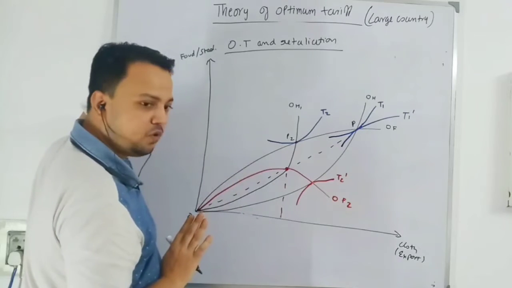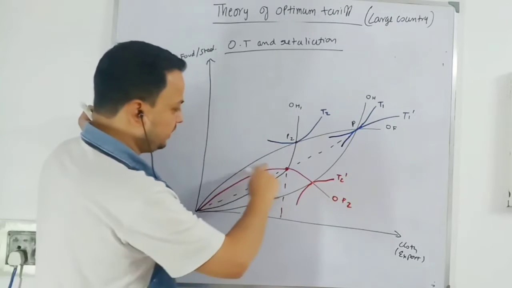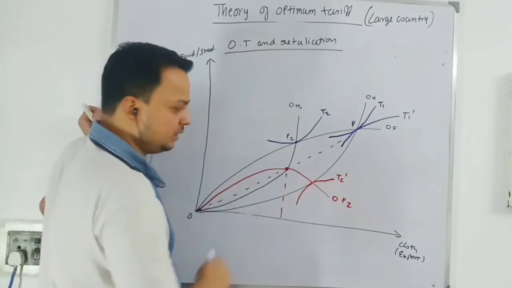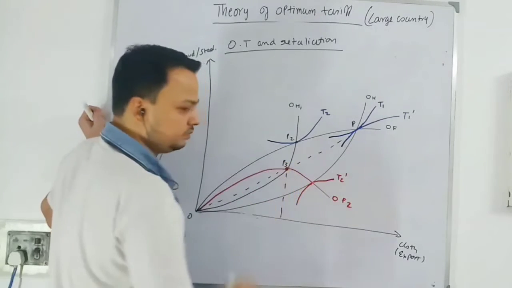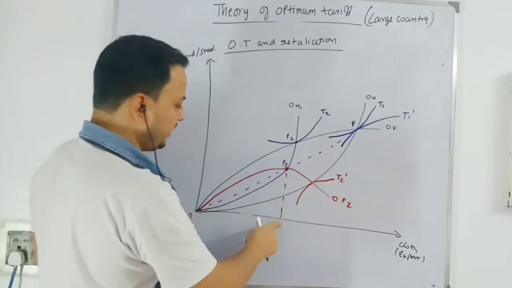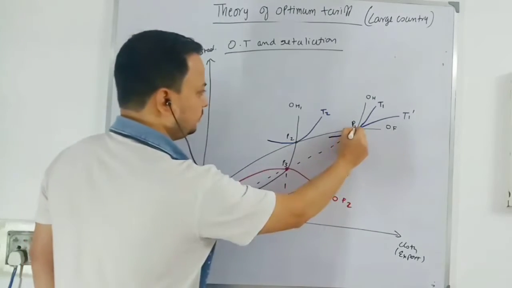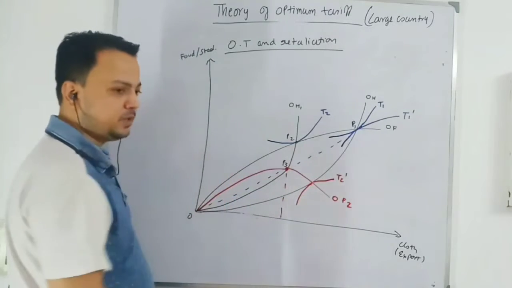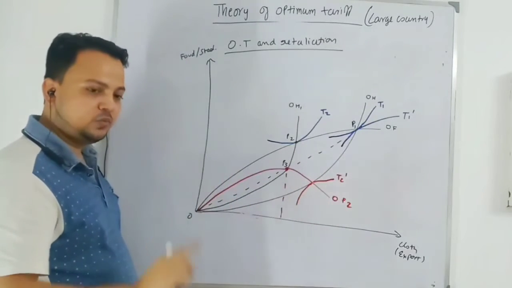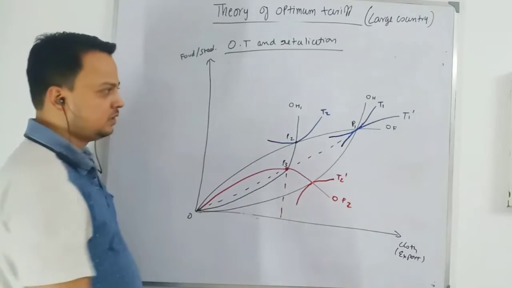Okay. If the foreign country retaliates, this is the offer curve of the foreign country. Then we move to point P3. At point P3, the volume of trade is very less, less than your P1. Okay, this is from the home country perspective. Okay, we can look at the other way also.